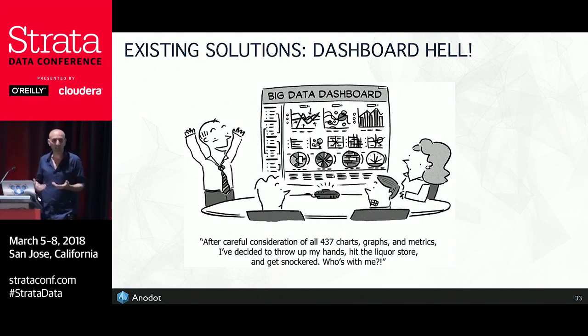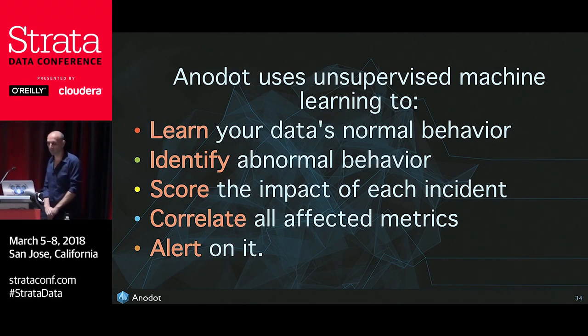So that's why we have machine learning algorithms that can plow through a lot of data and highlight what's important. So this is what Anodot does. We use unsupervised machine learning to learn all the data's normal behavior, identify abnormalities, anomalies, because those often indicate what's going on. We score them and we correlate everything that is affected to give you a story of what is the anomaly, so you can investigate quickly and identify what's the problem quickly.